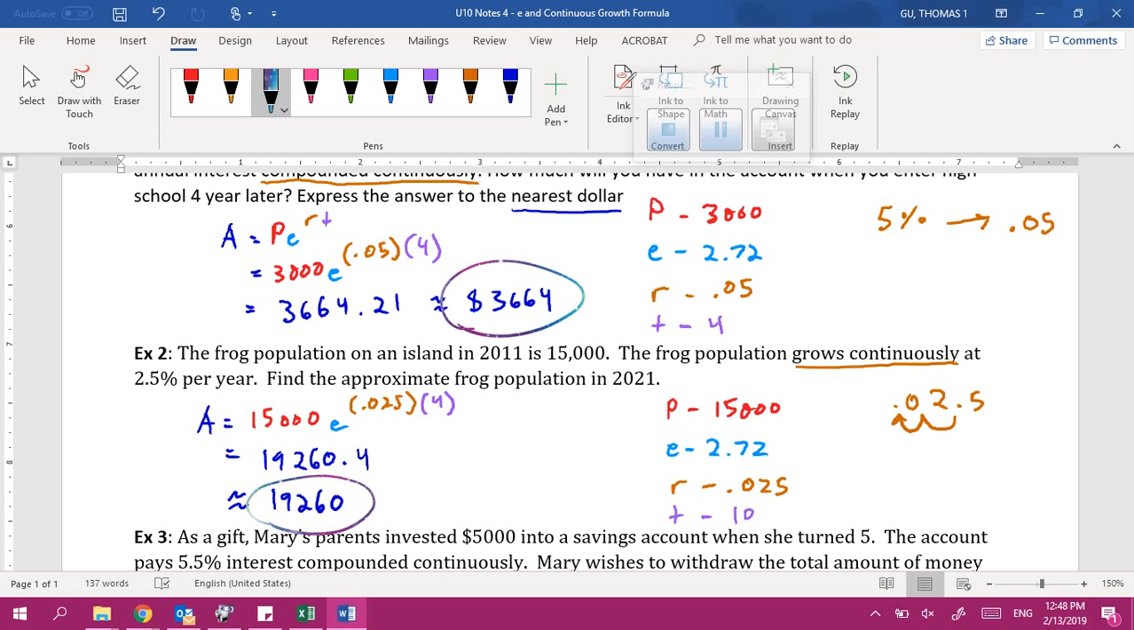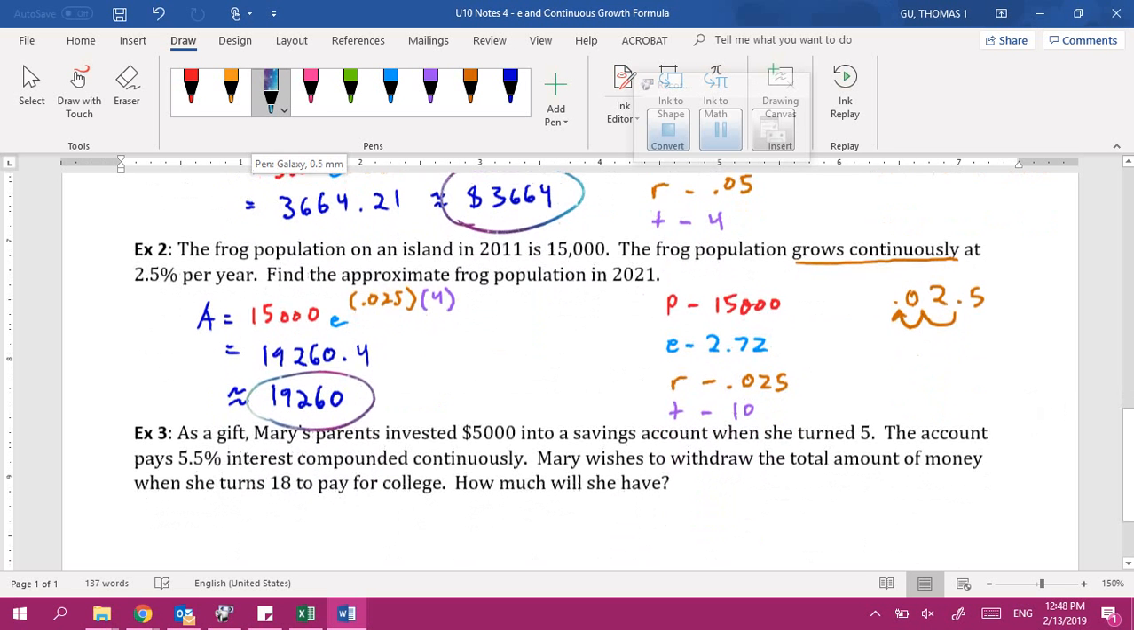You can't have 0.4 of a frog. 0.4 of a frog would be like the arms or the legs. That's not even alive, and it wouldn't count towards your population. So 19,260. Just like in this classroom, I wouldn't say we have 23 and a half kids in here. So yes, population, whole numbers. This is where you have to pay attention to the details of the question.